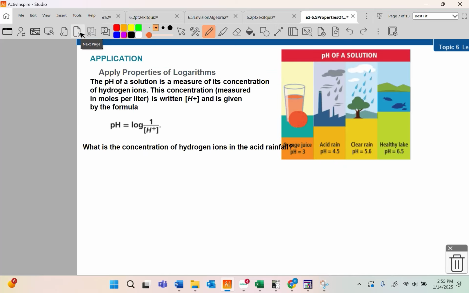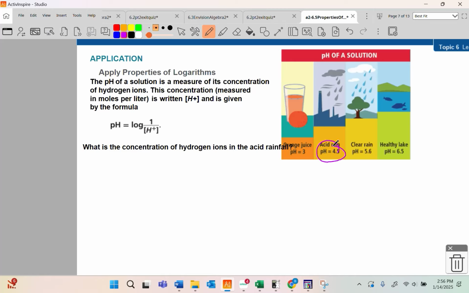We have an application that deals with the pH scale. Remember, the pH scale goes from 0 to 7. 0 is pure acid, 7 is pure basic, pure alkaline. So the pH of a solution is a measure of its concentration of hydrogen ions. This concentration, measured in moles per liter, is written as H plus and is given by the formula that pH is the log of 1 over H plus, the base 10 scale. What is the concentration of hydrogen ions in acid rain?